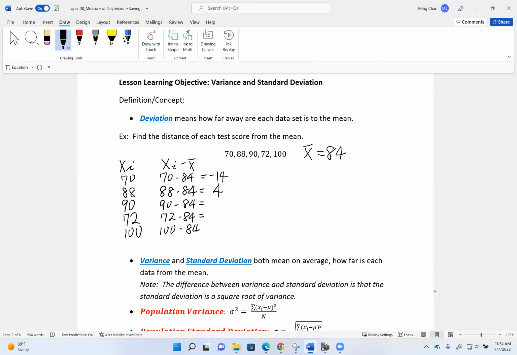90 minus 84 is positive 6. This is going to be negative 12 and positive 16. Okay, so the positive value after you subtract means the data value lies to the right of your mean. A negative number here means the data value lies to the left side of the mean.